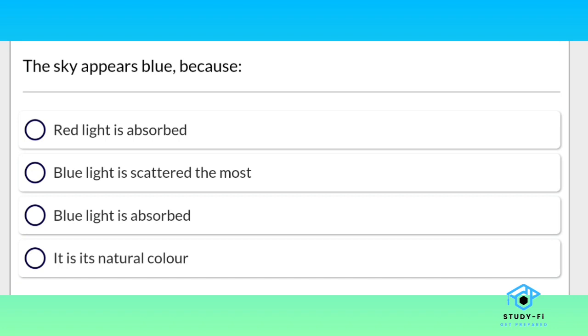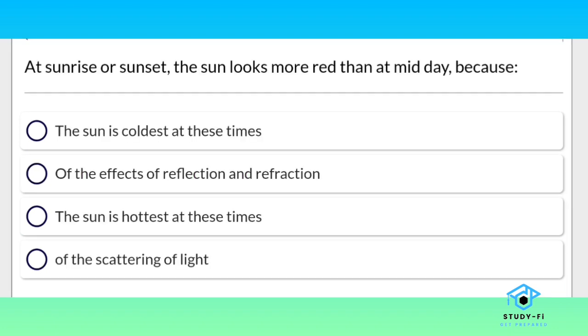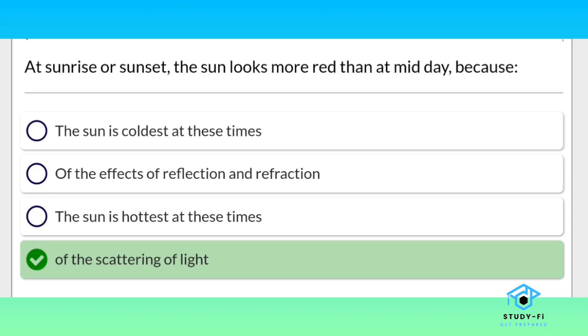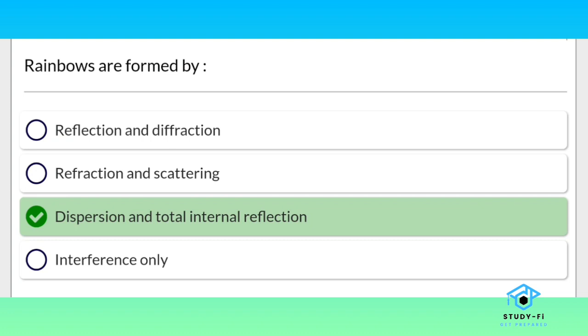Scattering. The sky appears blue because blue light is scattered the most. At sunrise or sunset, the sun looks more red than at midday because of the scattering of light. Rainbows are formed by dispersion and total internal reflection.